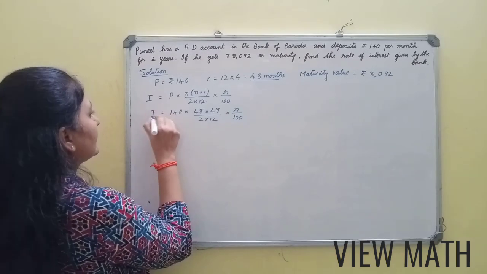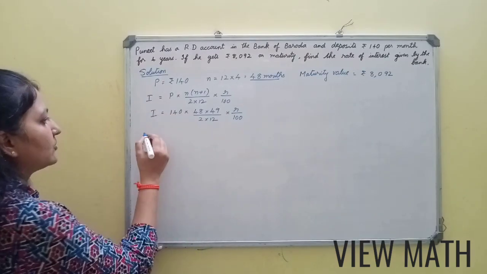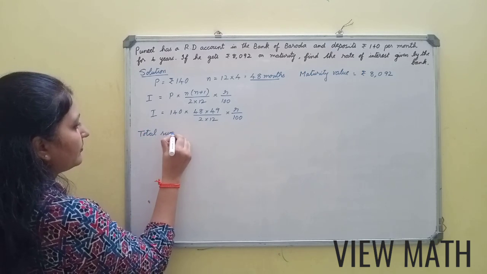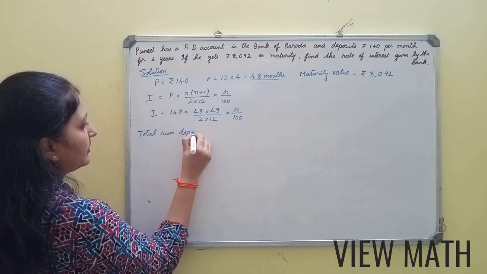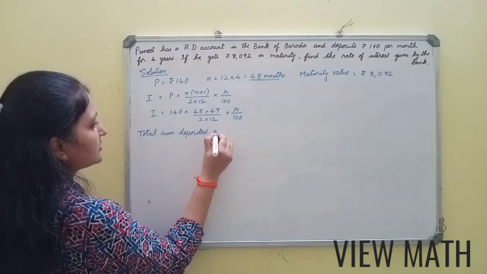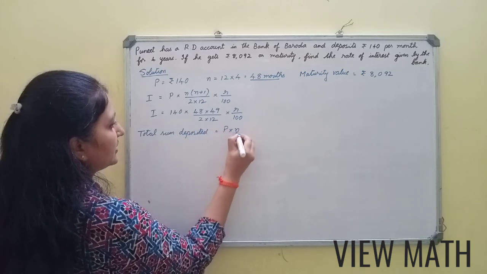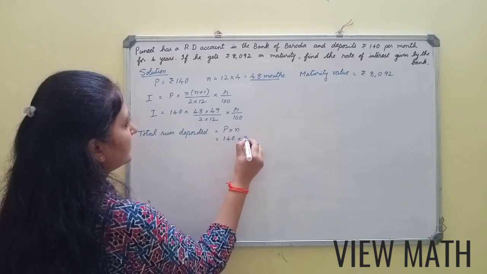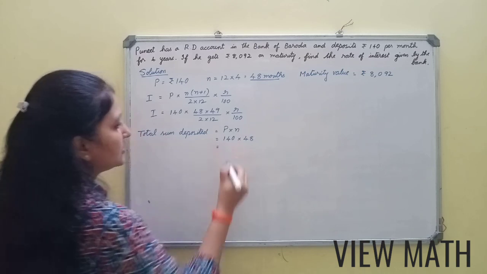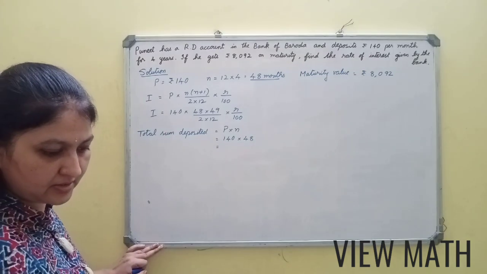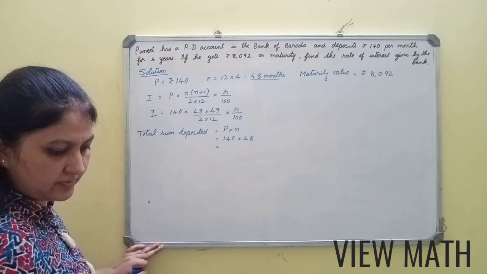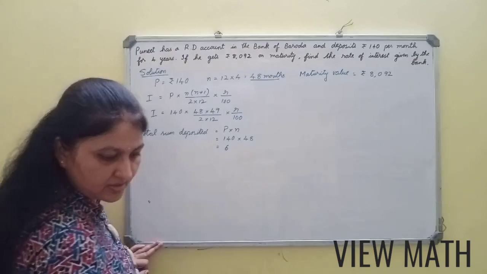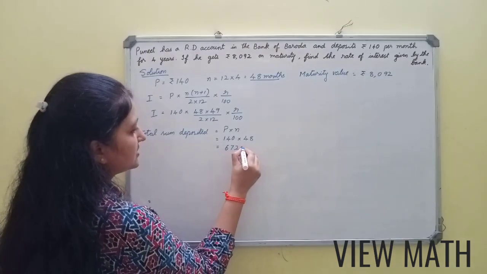So before doing the calculation part, let me find out the next step also. Total sum deposited is equal to P into N, which is equal to P is 140 and N, which is 48. Do the calculation part. It is rupees 6,720.